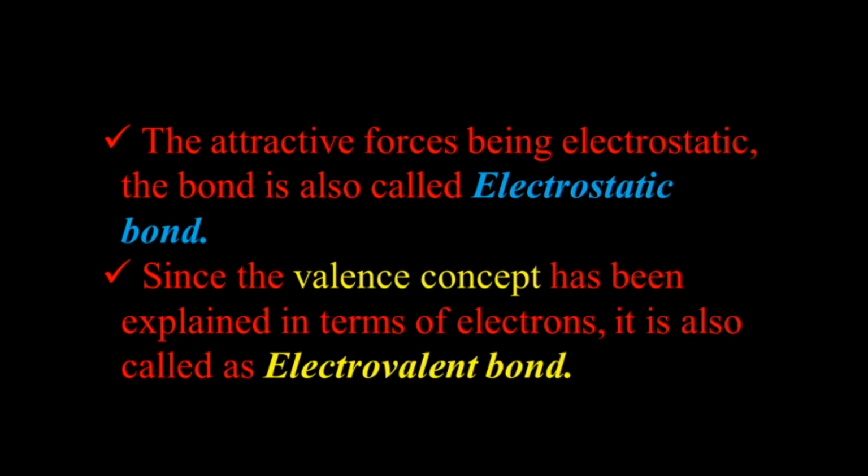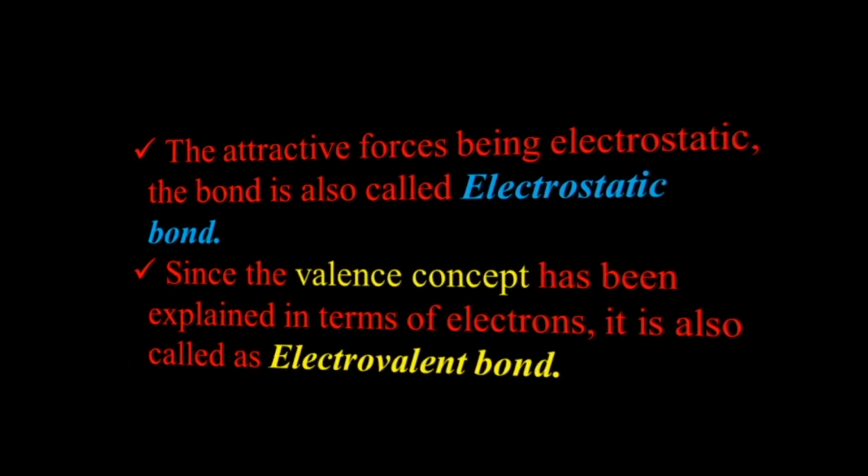In the same way, here we are using the valence electron concept, so this bond is also called the electrovalent bond. It is an important 1 mark question, so kindly mark it in your book. What is the another name of ionic bond? It is known as the electrostatic bond or electrovalent bond.